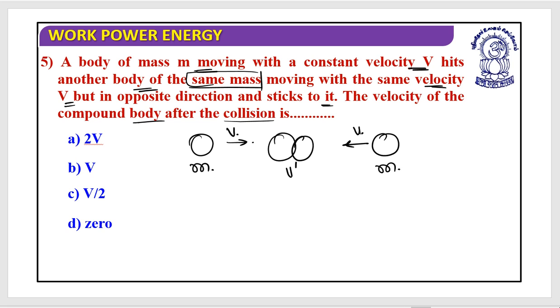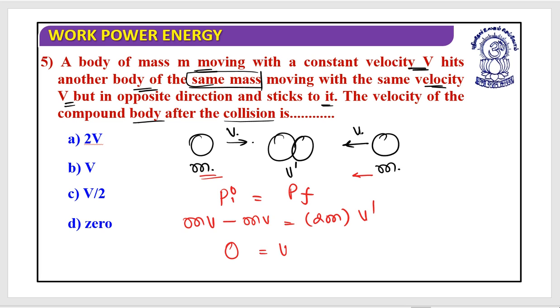So initial momentum should be equal to final momentum. This could be written as m into v minus m into v, because one is moving in positive x and the other in negative x. That is equal to 2m into v dash, but as this is 0, v dash would be equal to 0. The compound body has 0 velocity after collision.